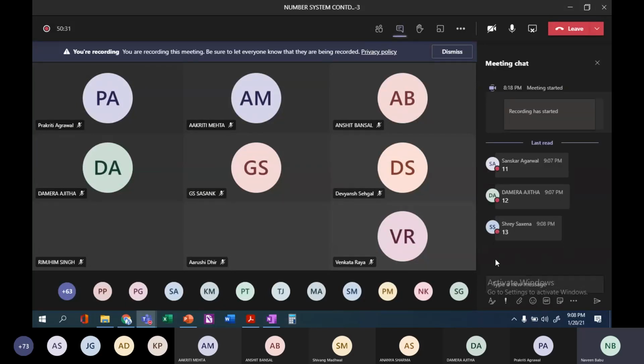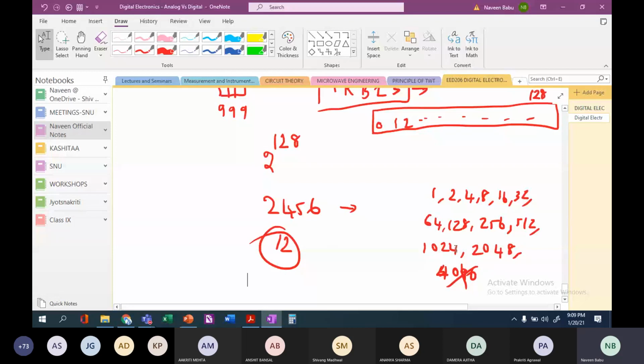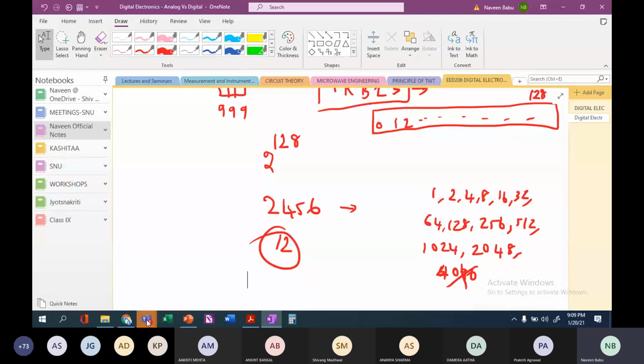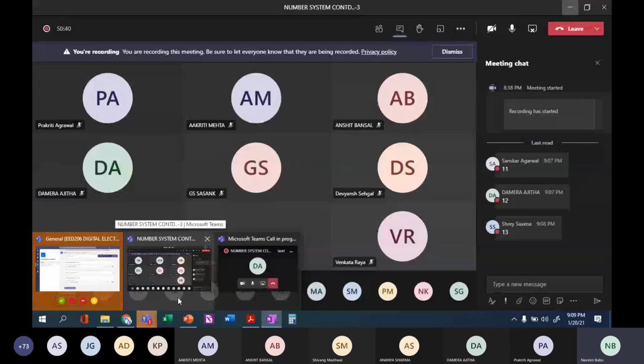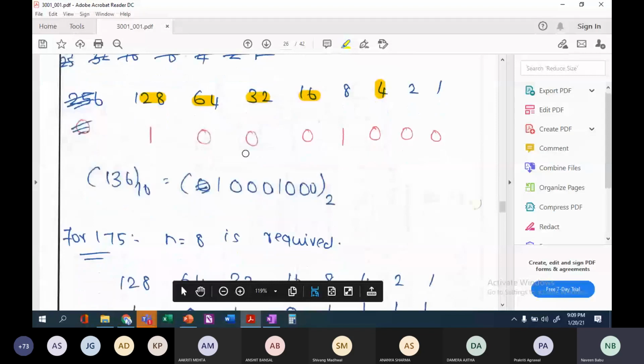Yeah, 12. Sanskrit, 12 is the right answer. So you want me to explain it again, Sanskrit, Shreya? Okay. No, sir, I got it. Okay, good. All right. So this is how you will find out the numbers.